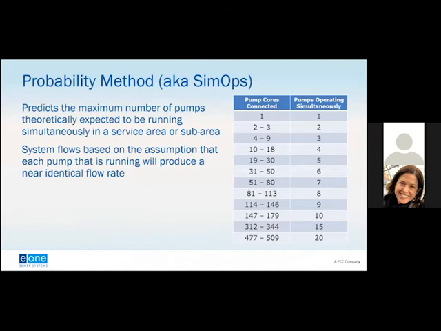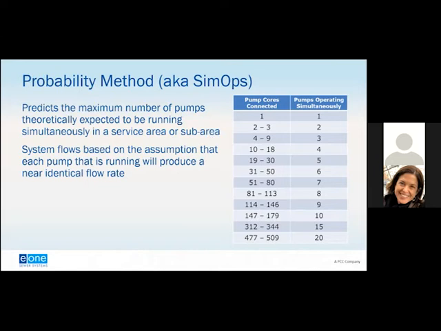Now, when we look at semi-positive displacement pumps, we look at the probability method. This is also known as a simultaneous operation method, or you might see that shortened to SIMOPS. And we're going to go into a lot more of the simultaneous operations in next week's webinar. But simultaneous operation is a widely accepted methodology for designing pressure sewer systems, especially sewer systems employing low horsepower, semi-positive displacement grinder pumps.